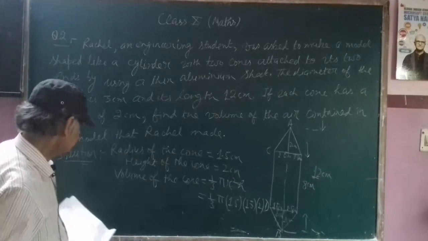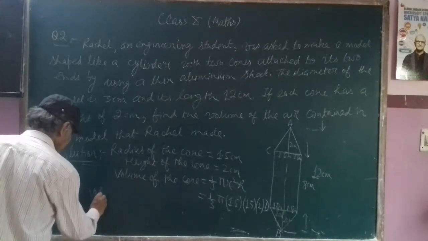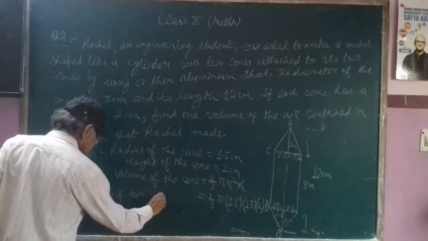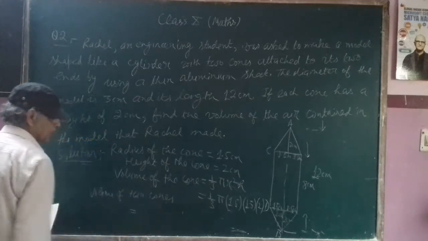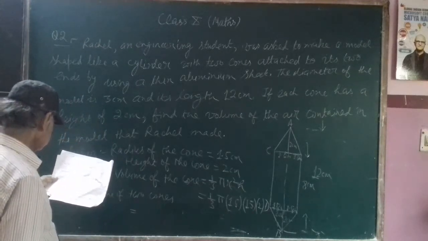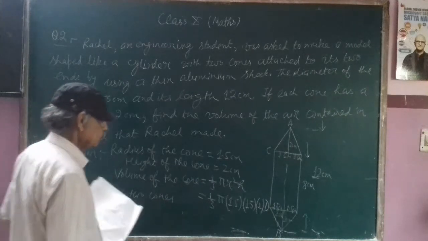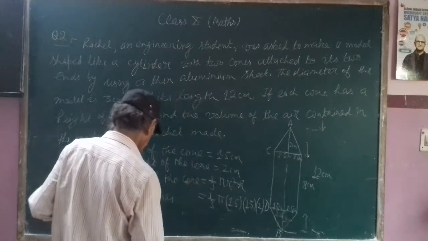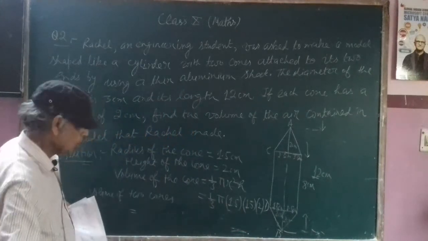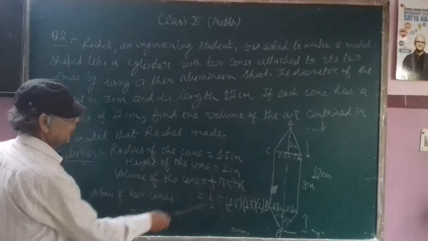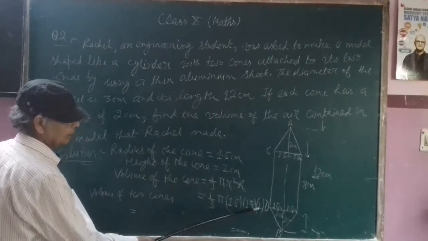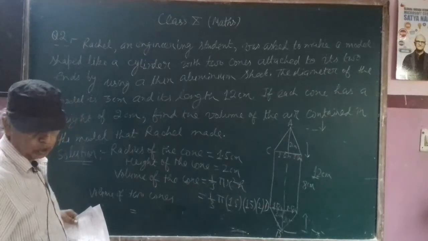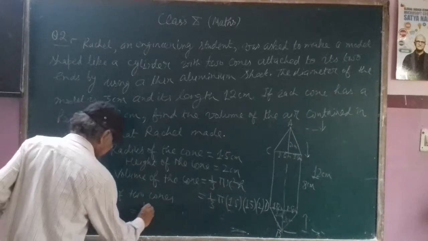The volume of two cones, you have to multiply it by 2. So if you multiply by 2, 2 into 2 will become 4. This 2 is the height of the cone, which I have written at the back. So 2 doubled becomes 4. 4 into 1/3, you can write 4/3 in the front.